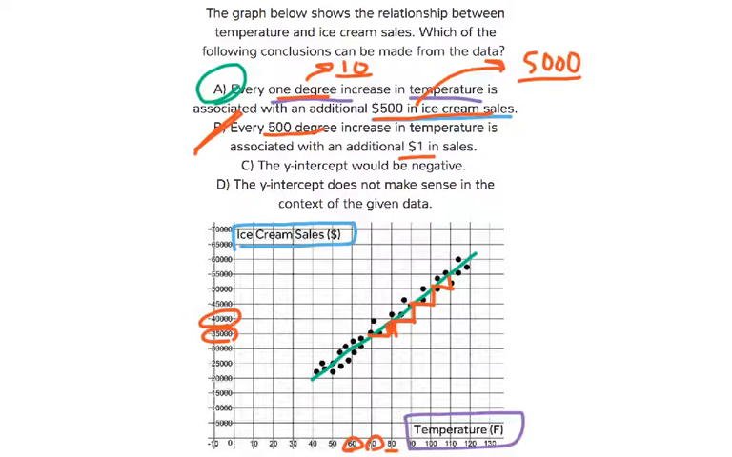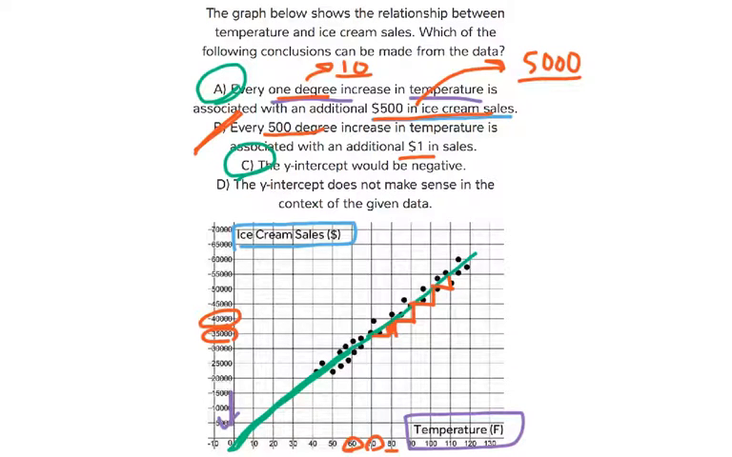C says the y-intercept would be negative. So let's extend this line. And as we extend it, we see that it does fall somewhere below the x-axis. So wherever this line crosses the y-axis here, it looks like it would in fact be negative.